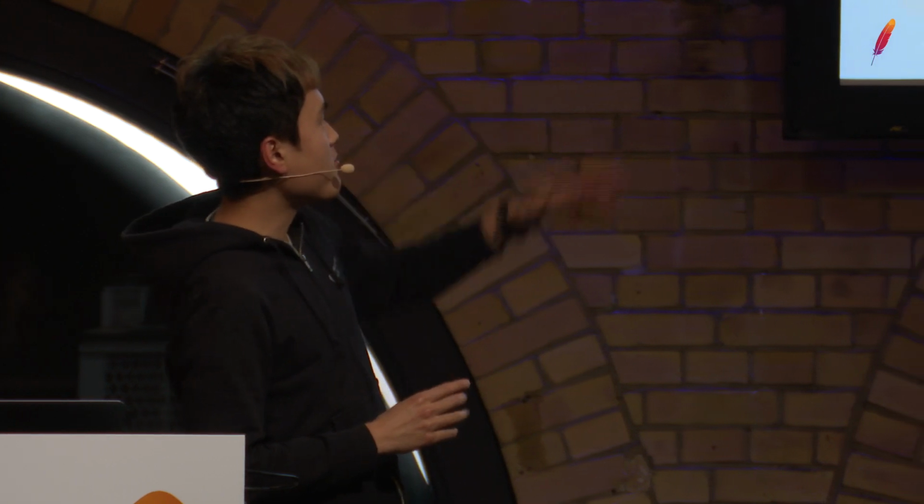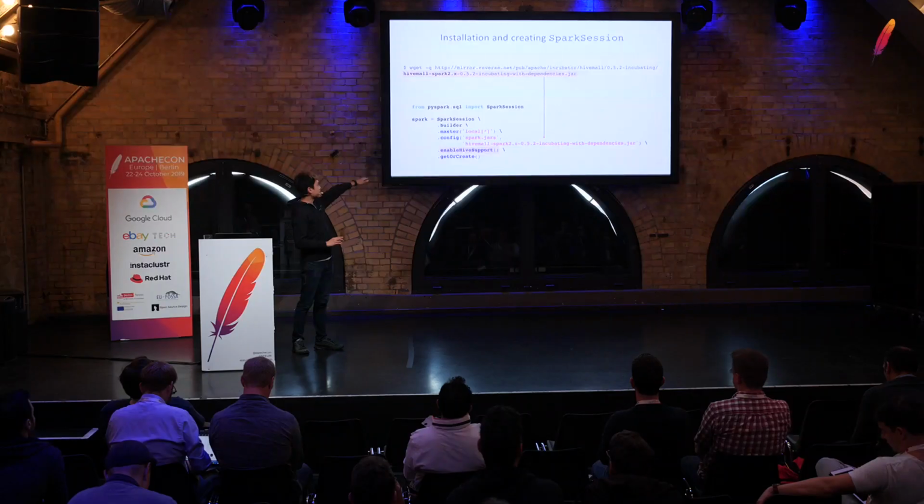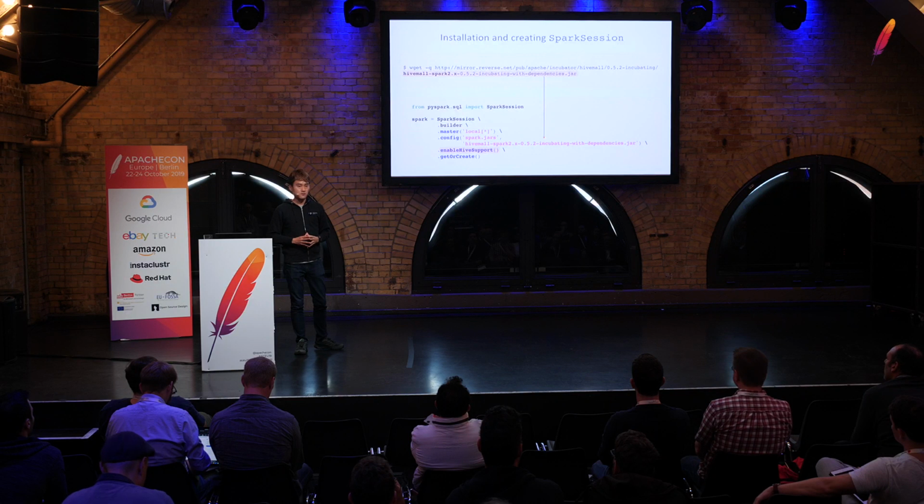And installation should be very straightforward. We provide a jar file to the users, so the only thing you have to do is download the Hivemall Spark jar file. Hivemall Spark 2.something. Currently, the latest version is 2.3, and 0.5.2 is the Hivemall version. And incubating with dependencies, as the name suggests, it already bundles everything. So once you download the jar file, you can pass it to PySpark's SparkSession configuration, like that.